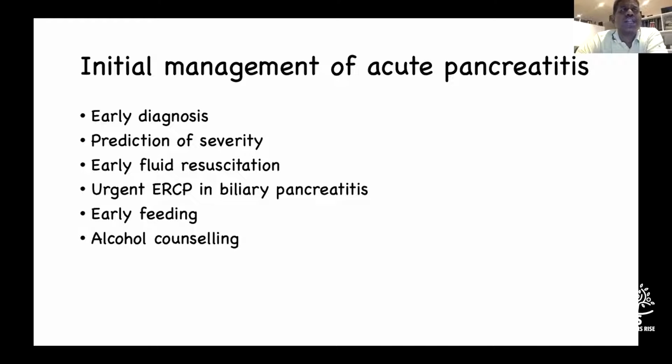So in the initial 72 hours in the management of acute pancreatitis, these are the things which I would consider very, very important: a proper diagnosis, predicting the severity of the disease, and initiating early fluid resuscitation. In biliary pancreatitis, decide whether you need urgent ERCP. Initiate early feeding and alcohol counseling, and in biliary pancreatitis, you should also plan for same admission cholecystectomy. Most of the recommendations talk about these things. Today we are going to talk about the initial management of acute pancreatitis in a slightly deeper sense.